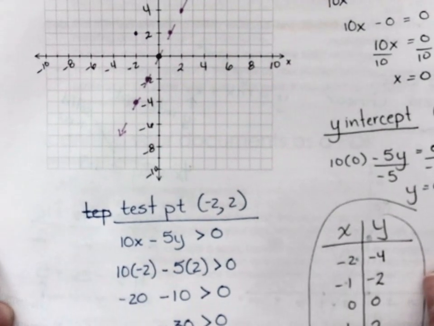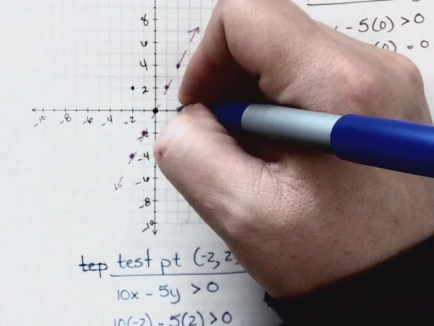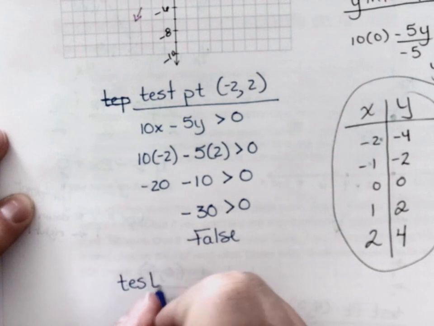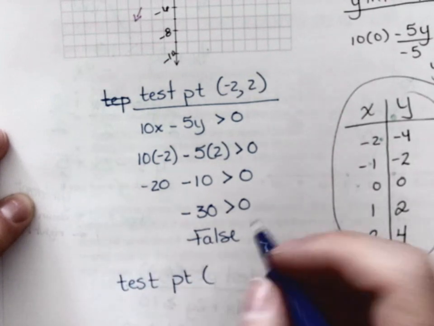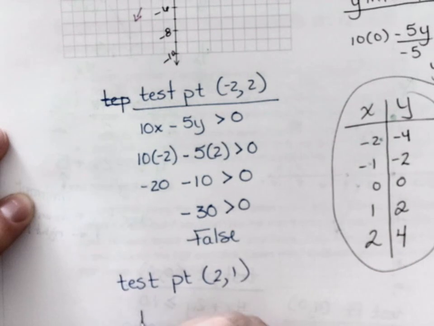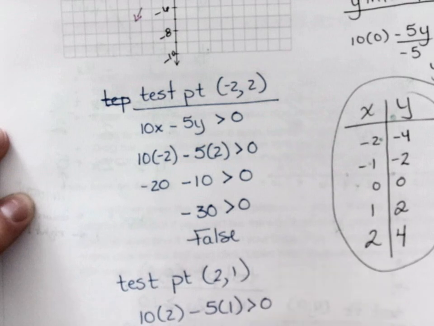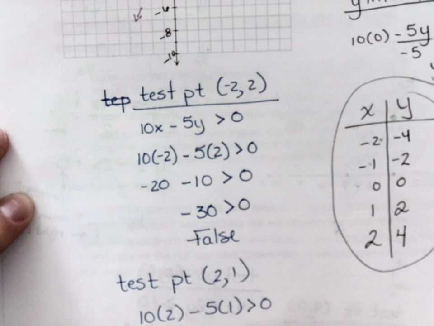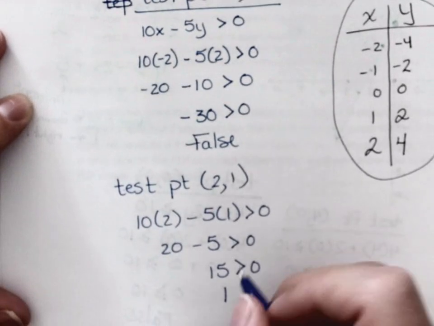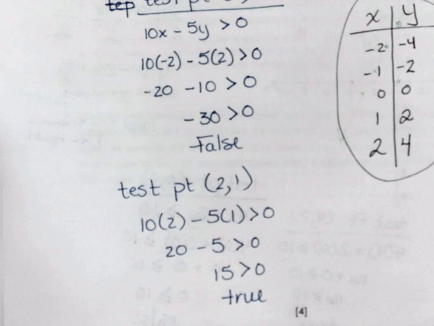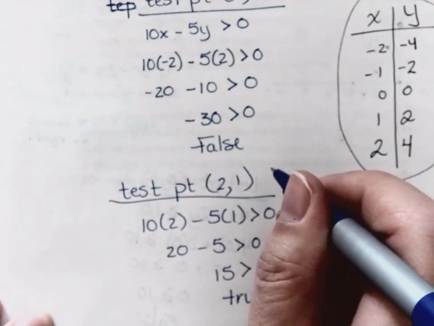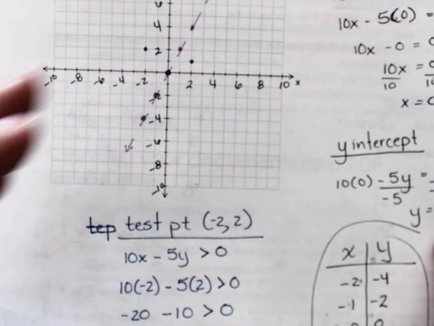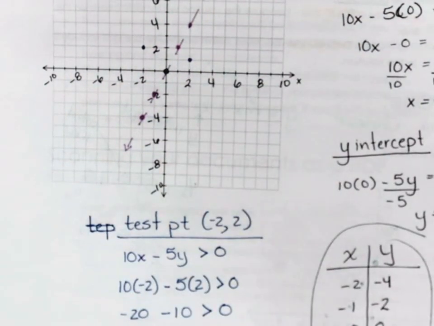So just to double check it, because maybe I don't trust my math, I'm going to do 2 and 1. So test point, I'm usually not this terrible at picking test points, but obviously today I am. So we have 20 minus 5 is greater than 0, so 15 is greater than 0. Oops, sorry, you guys can't see that. That's a true statement. So because we shade on the side that's true, we are going to be shading below this line.